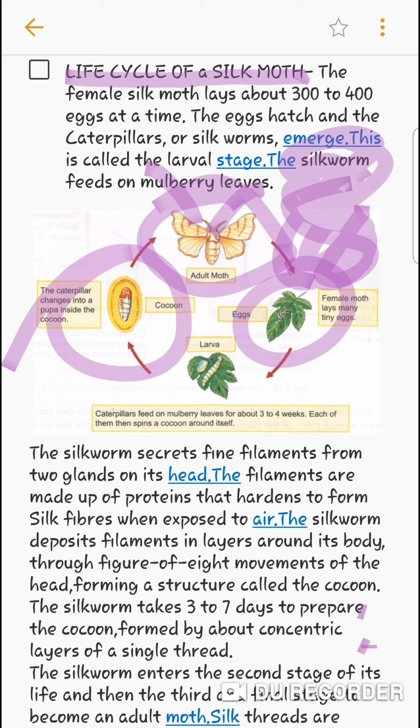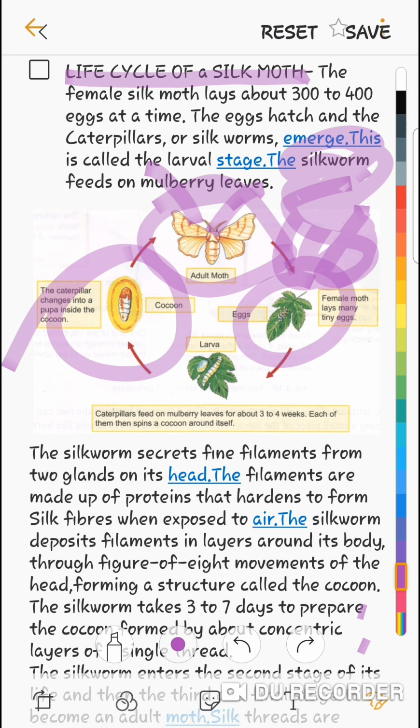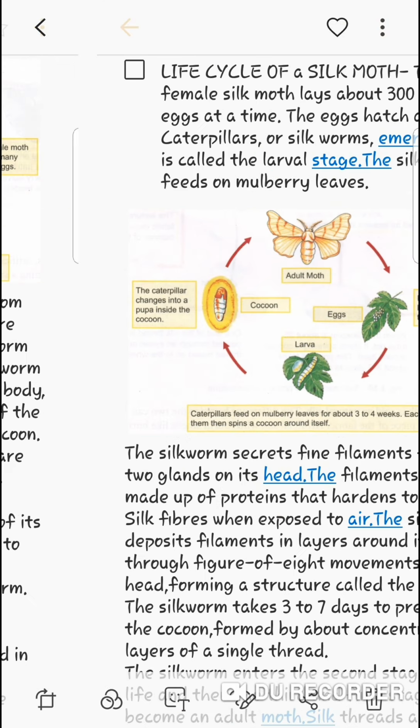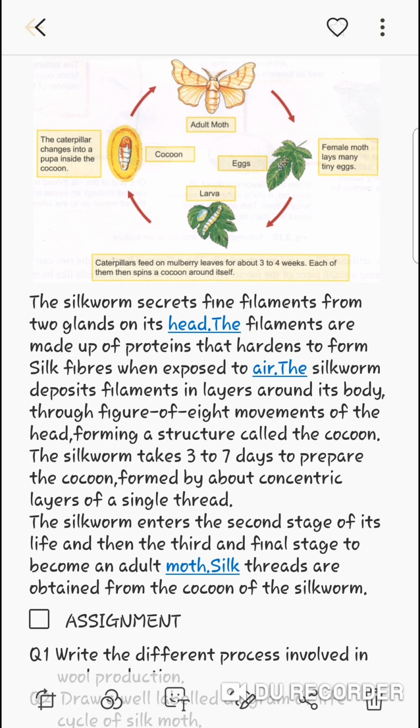The silkworm enters the second stage of its life, then the third and final stage, to become an adult moth. Then the adult moth follows the same life cycle again. Silk threads are obtained from the cocoon of the silkworm.